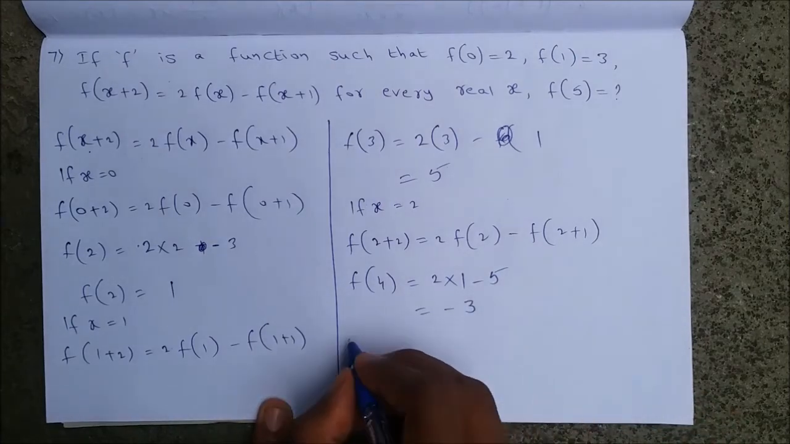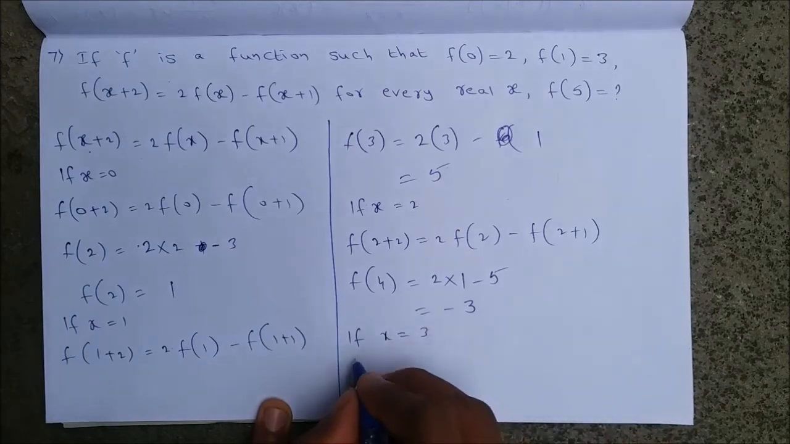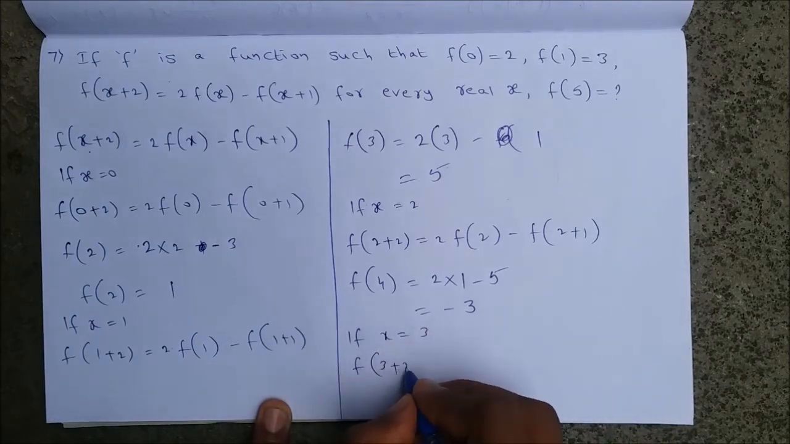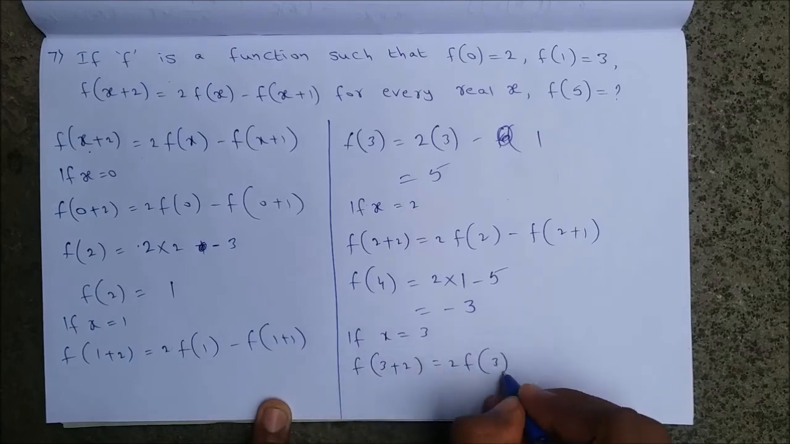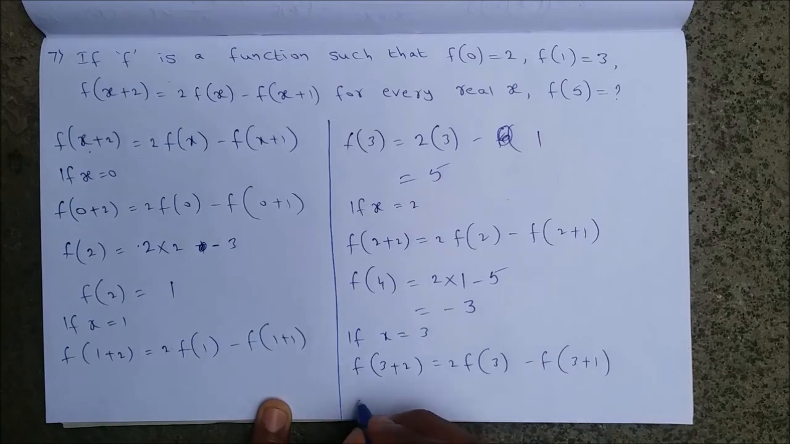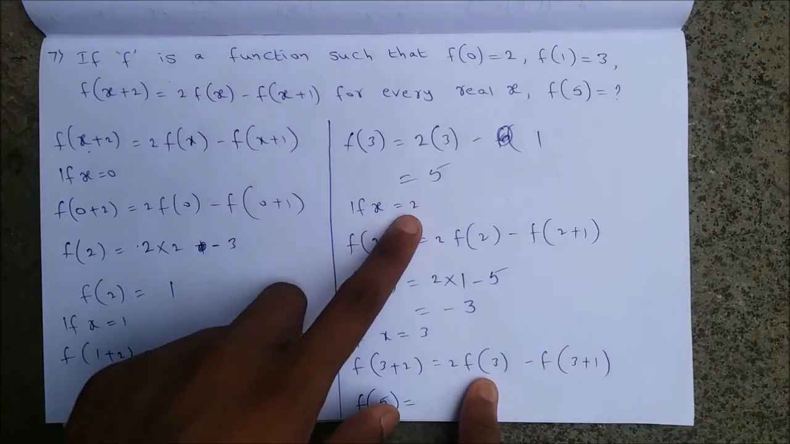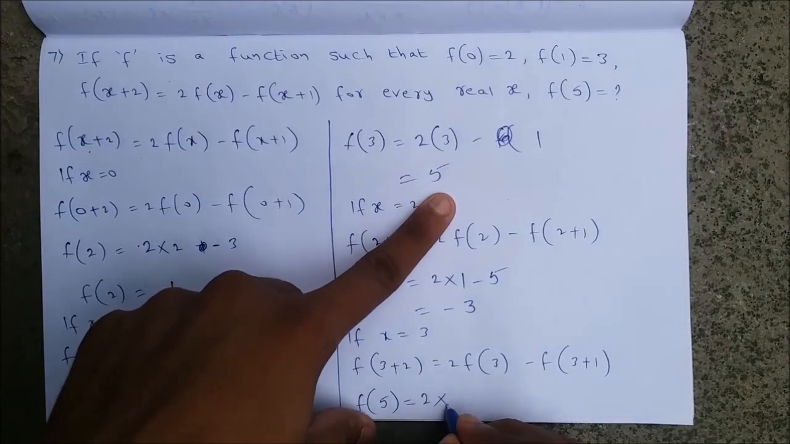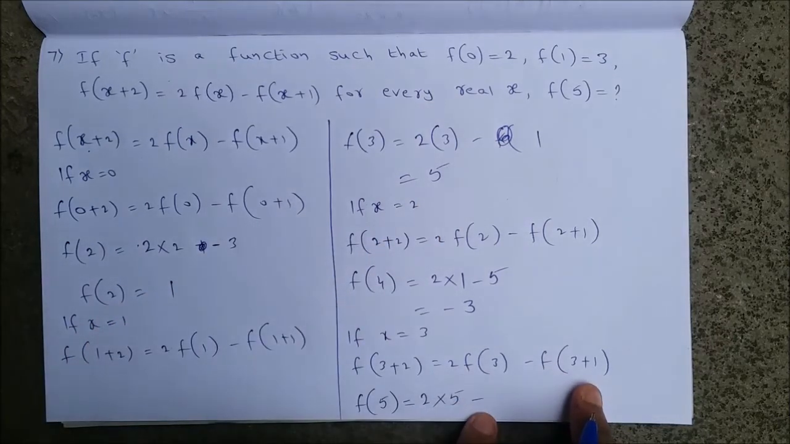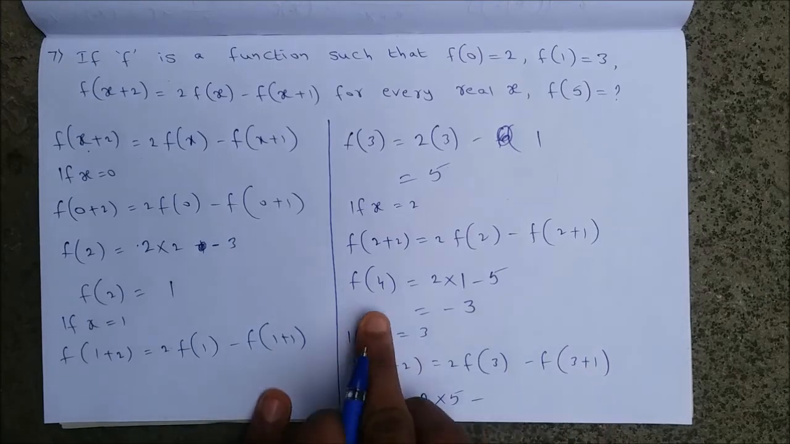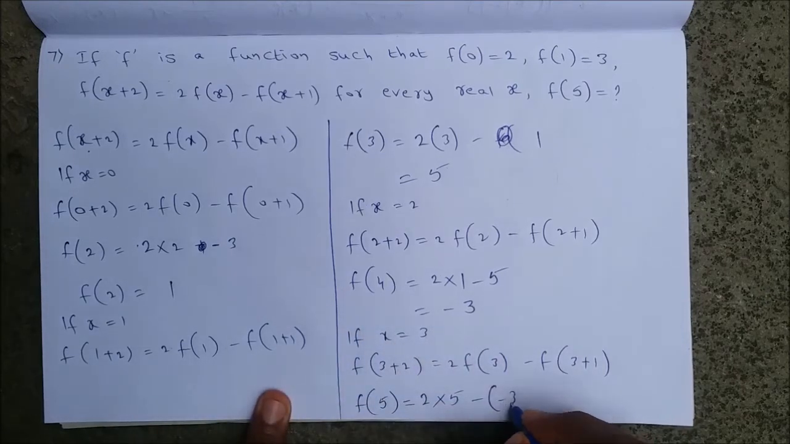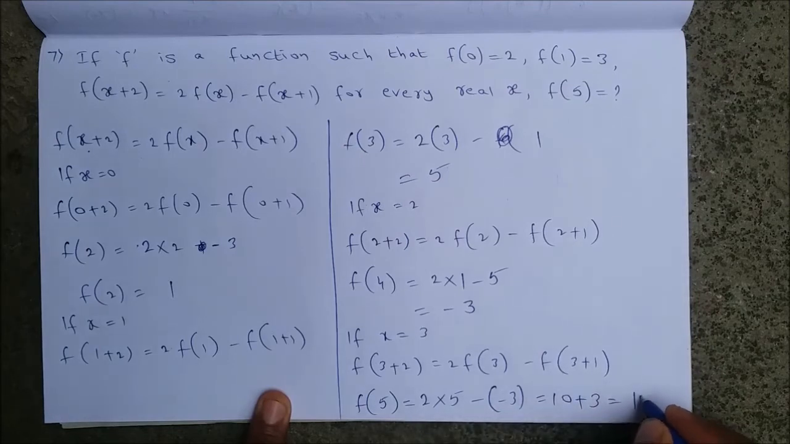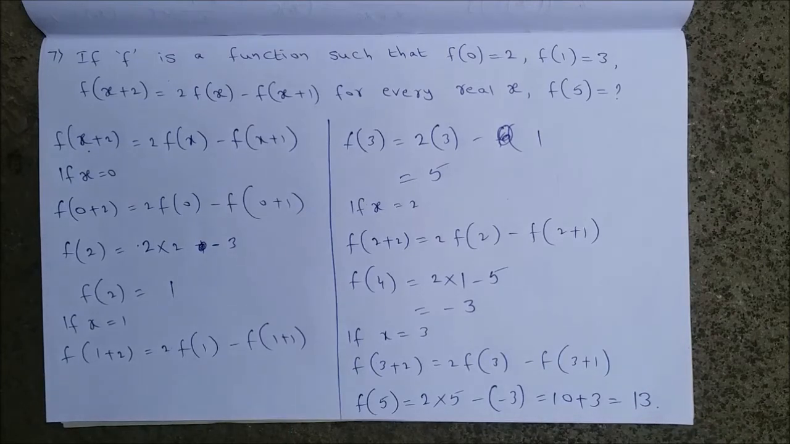Now if x value is 3, we get f of 3 plus 2 is equal to 2 times f of 3 minus f of 3 plus 1. So we get f of 5 is equal to 2 into f of 3. F of 3 value is 5. So 2 into 5 minus f of 3 plus 1, which is nothing but f of 4. F of 4 value is minus 3. So minus of minus 3. 2 fives are 10, minus of minus is plus 3. 10 plus 3, 13. So f of 5 value is 13.